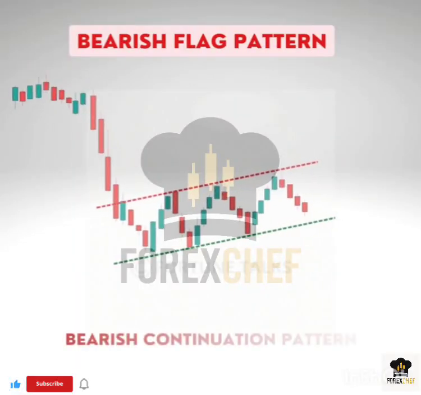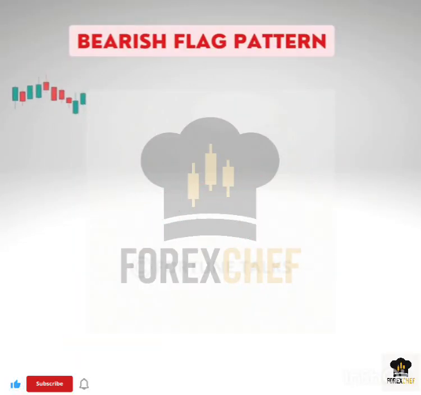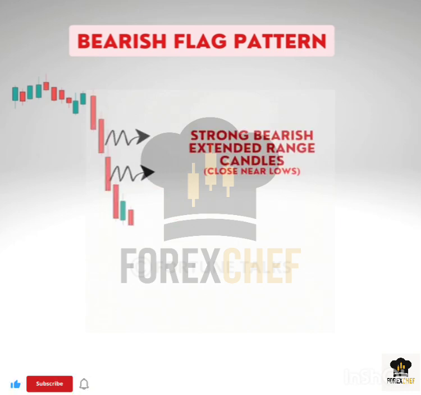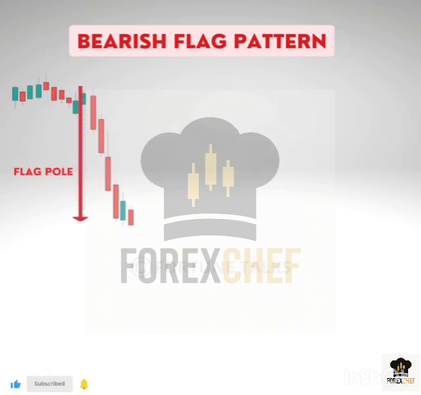A bear flag is a continuation chart pattern that signals the market is likely to move lower. To identify a bear flag, look for a strong trending move lower. This means the range of the candles are more bearish than usual and they tend to close near the lows. This forms the pole of the pattern.